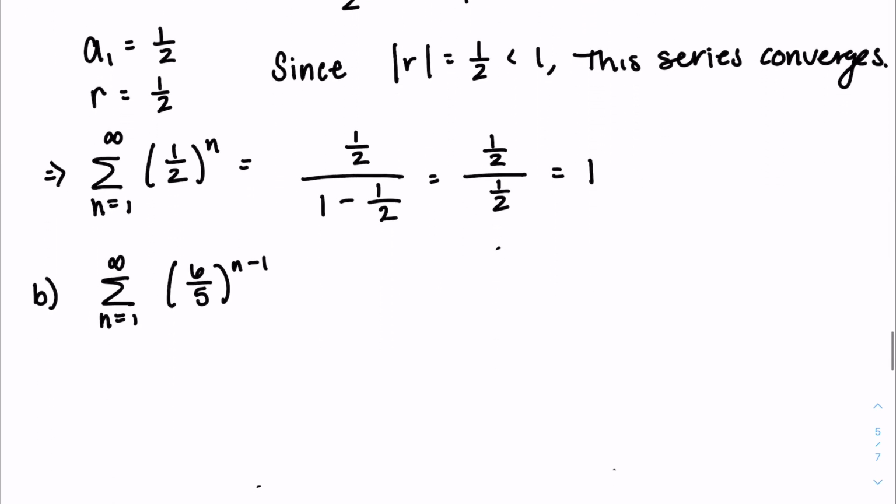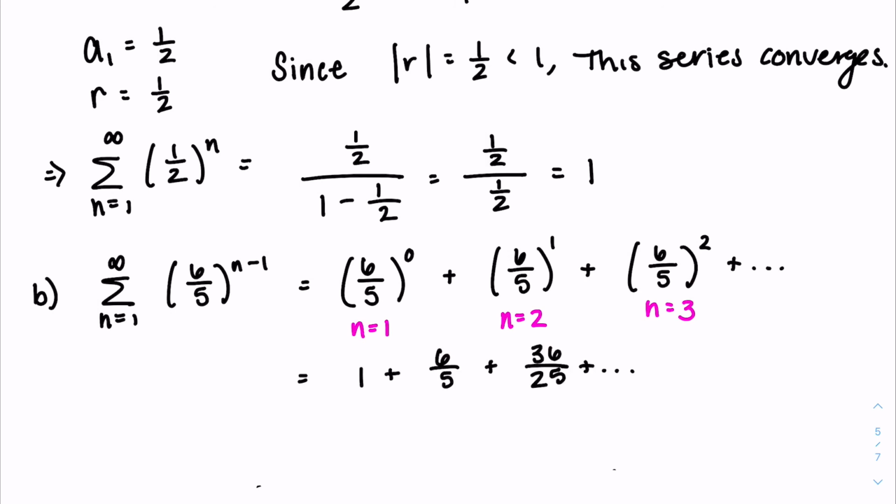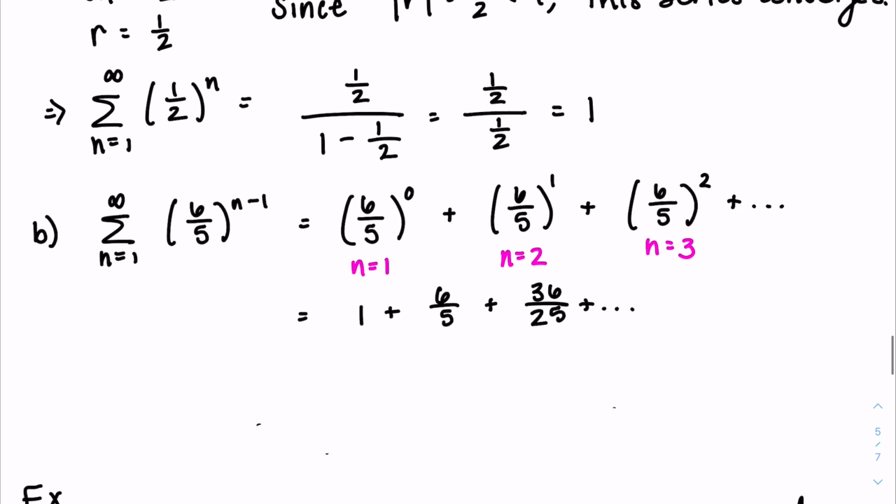We've got 6 over 5 to the n minus 1. So this is going to be that indication it's geometric. And really what's inside there as the base of the exponent is the common ratio. But if you're never 100% sure, just plug in some values of n to see what those are equal to. If you plug in n equals 1, you get 6 over 5 to the 0. n equals 2 is 6 over 5 to the first, then 6 over 5 to the second, and it keeps going. So this is 1 plus 6 over 5 plus 36 over 25, and it continues on.